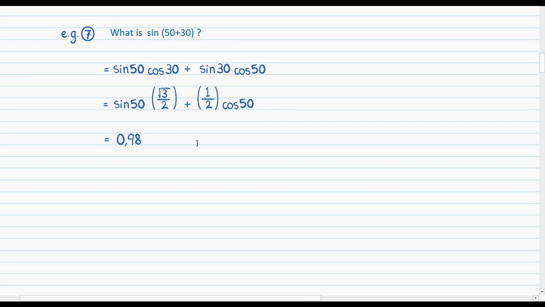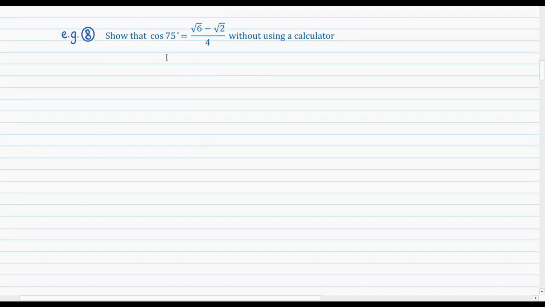Let's look at another example. Show that cos 75 equals root 6 minus root 2 over 4 without using a calculator. The strategy here is to first split cos 75 into some more familiar numbers. The most logical would be to split it into 45 plus 30, since you know the special angle values for a triangle with 45 degrees and another one with 30 degrees in it.